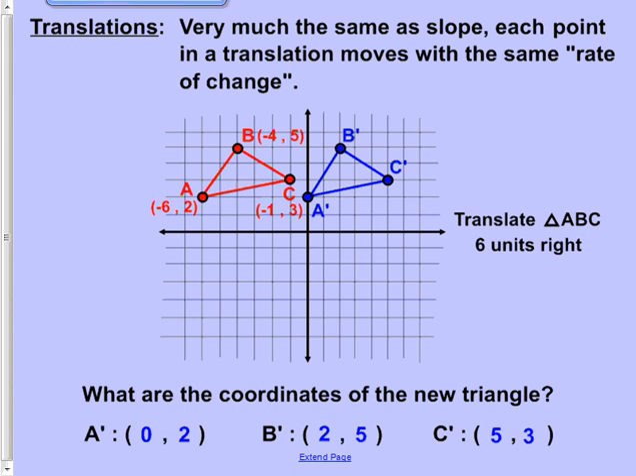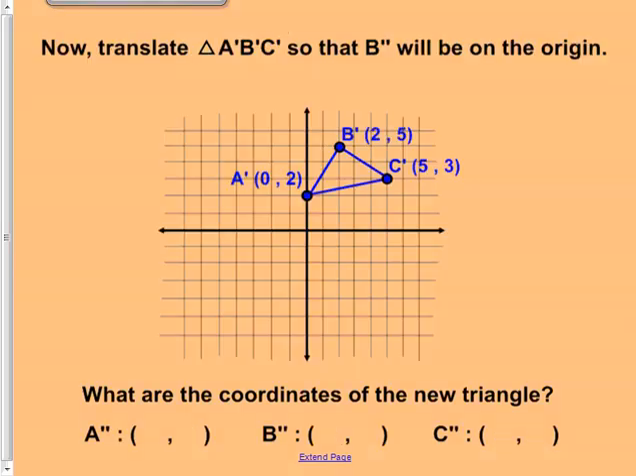So really a very simple concept. It's not a big deal. I think the thing that people get in trouble with on translations is getting in too big of a hurry. You just take it one step at a time and one point at a time. It's really very difficult to mess it up. But as I said, sometimes our problems have us do more than one transformation at a time.